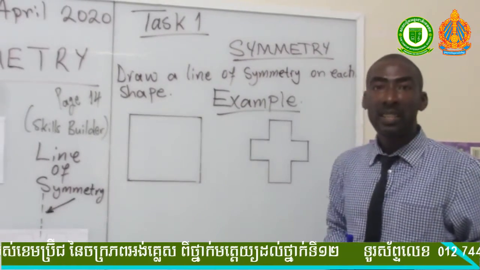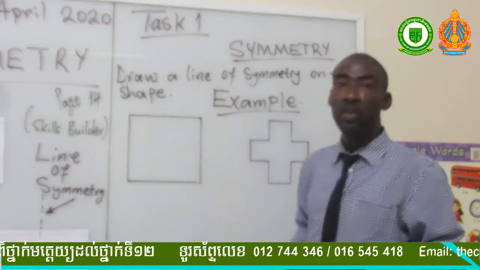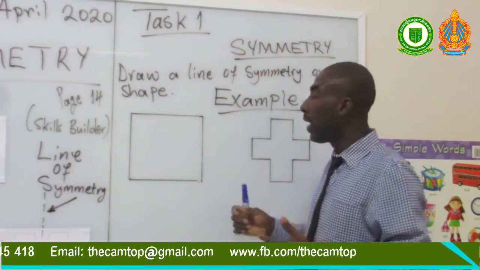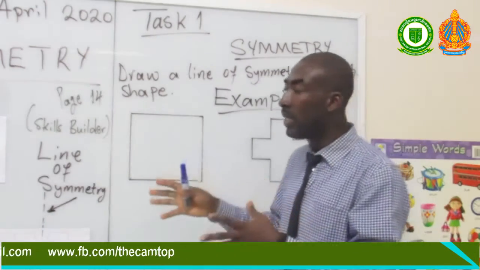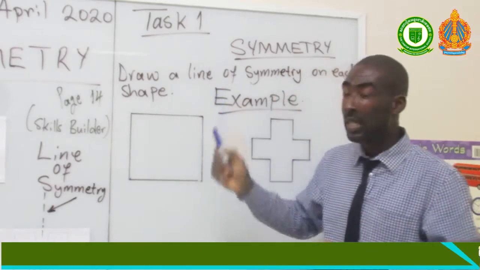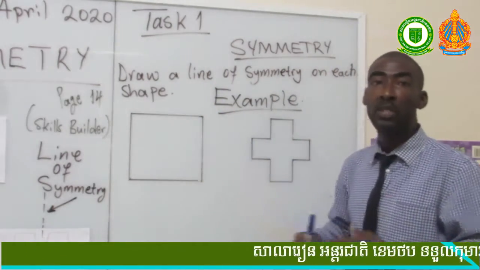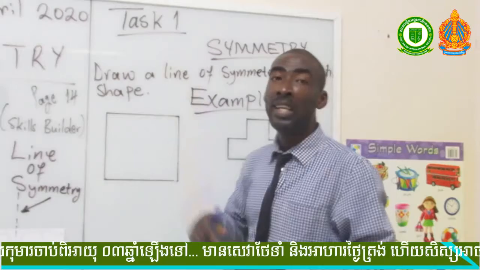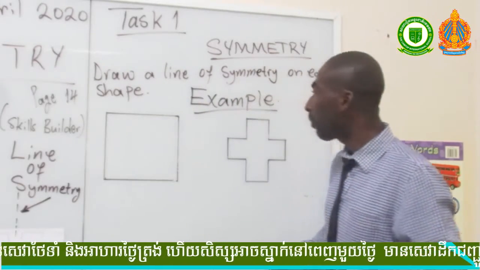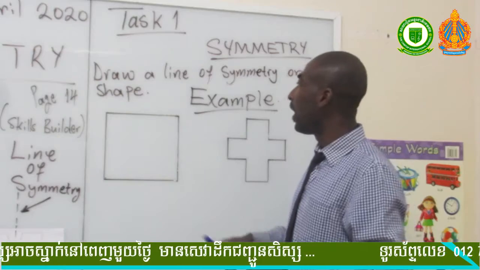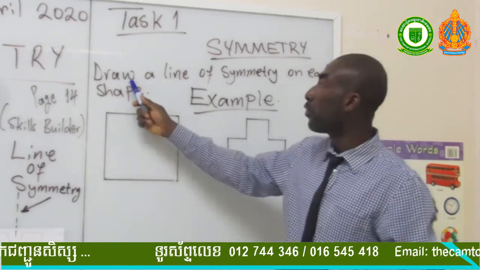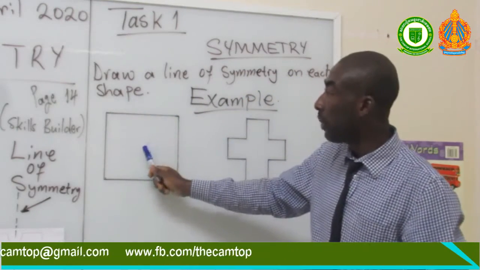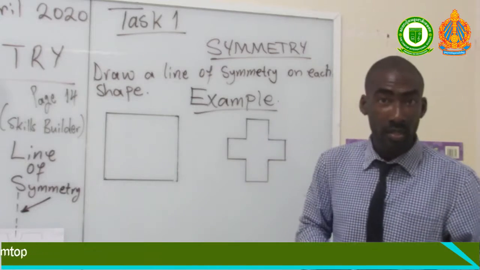In your activity for this video, which is your first task, I'm giving you an example of what you have to do. I'll post the actual images that you have to work on for your first task. But I have two examples here that I want to demonstrate to you, so you can follow these examples to do your task for this video. We have a square here, and our activity is to draw a line of symmetry on each shape. So this is a shape of a square, and this is a shape of a cross.